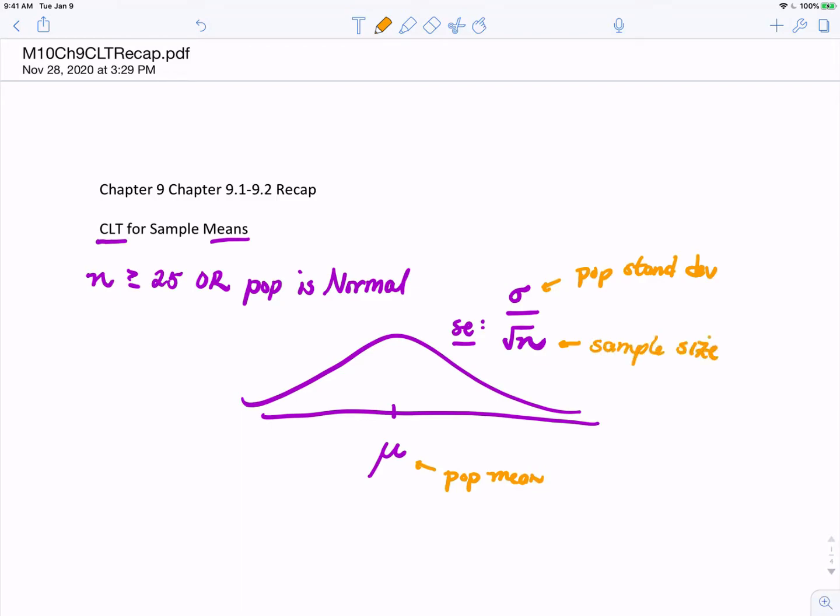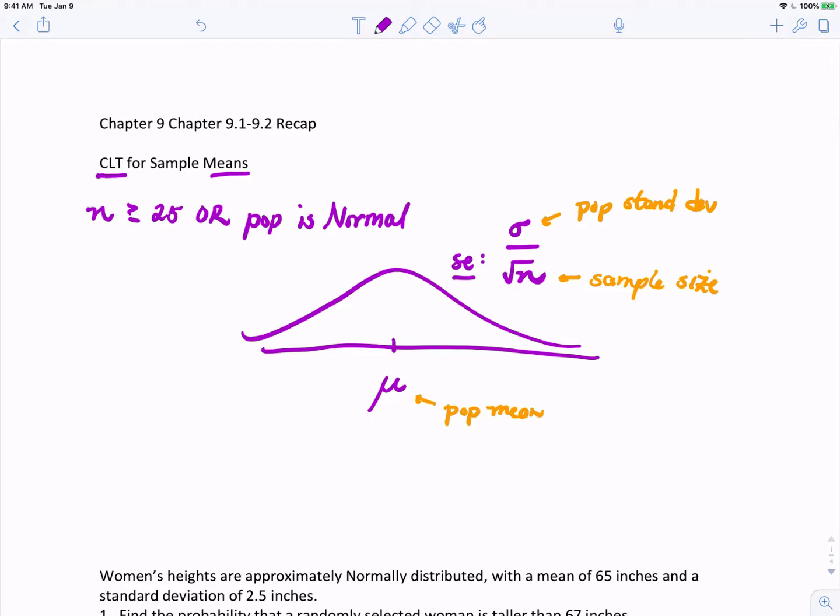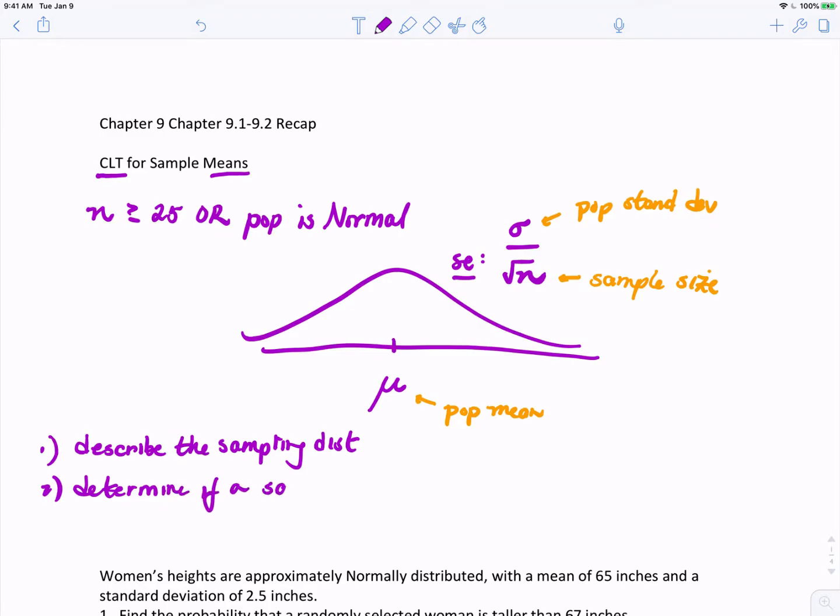And you can use the CLT for sample means to answer three kinds of questions in exactly the same way you can do this with sample proportions. The first thing you can do is describe the sampling distribution. The second thing you can do is determine if a sample is unusual. And the third thing you can do is find probabilities involving sample means.